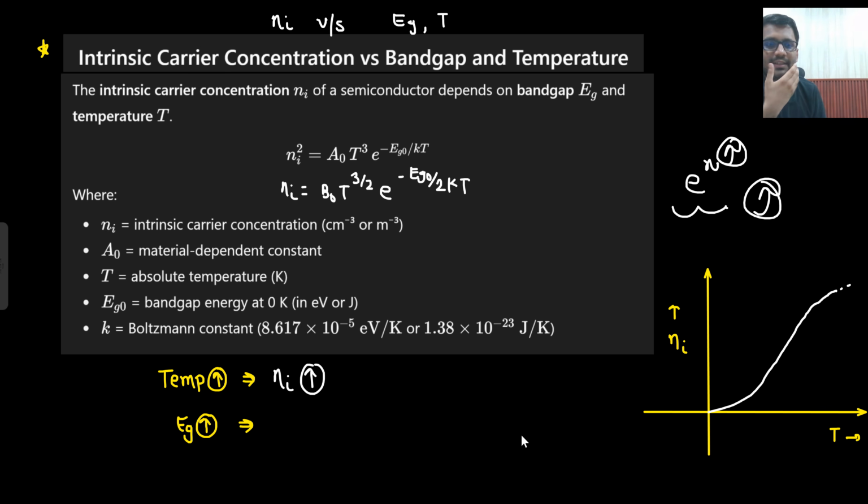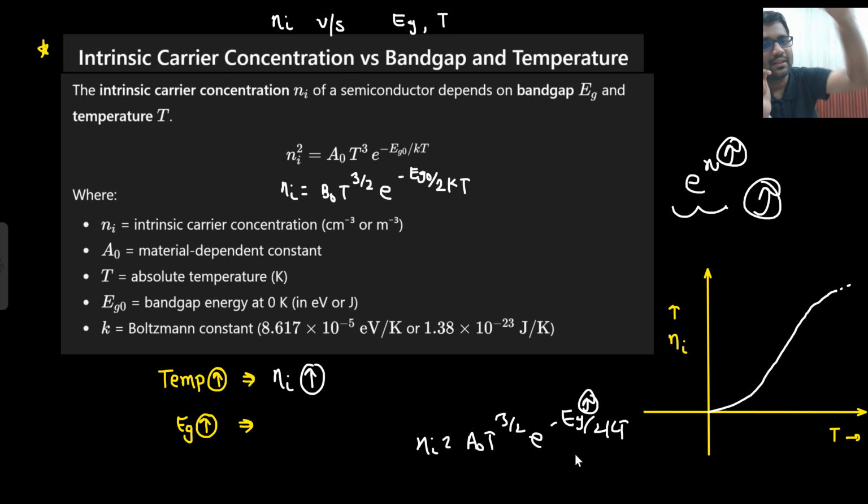If Eg increases, then what will happen to Ni? Do it on your own. This is simple mathematics, you should be able to tell it. If Eg increases, what is the formula? Some constant T to the power 3 by 2 e to the power minus Eg by 2kT. So forget about the temperature. Who is increasing now? Eg is increasing.